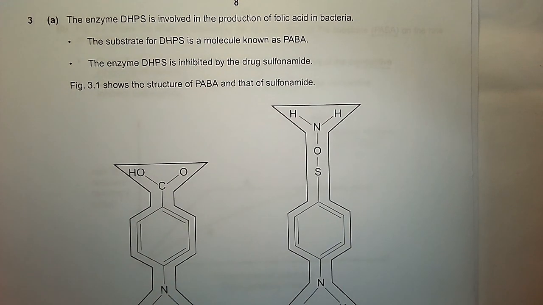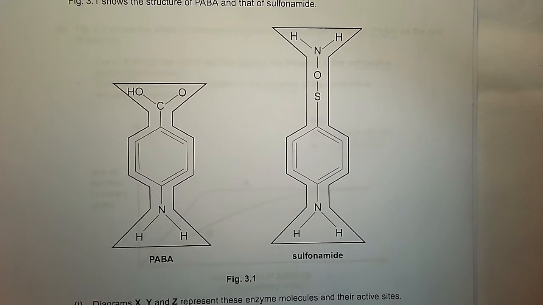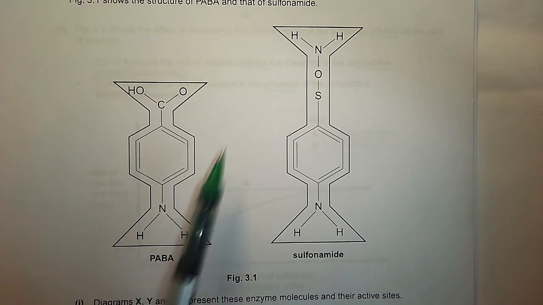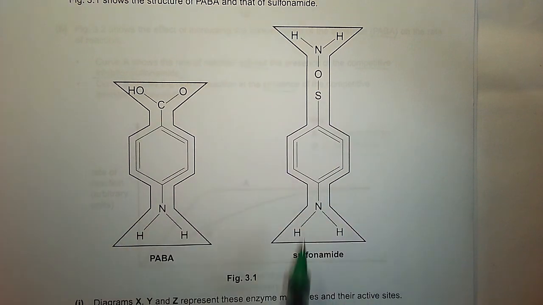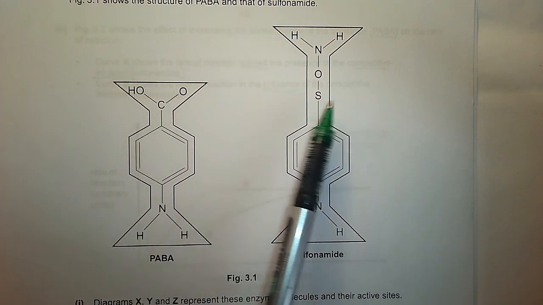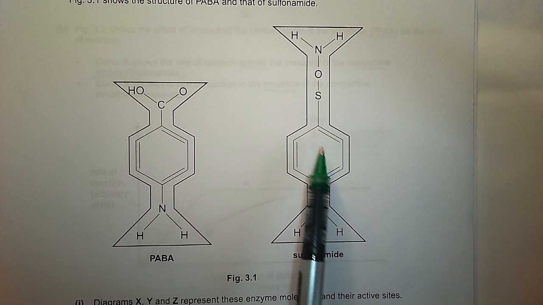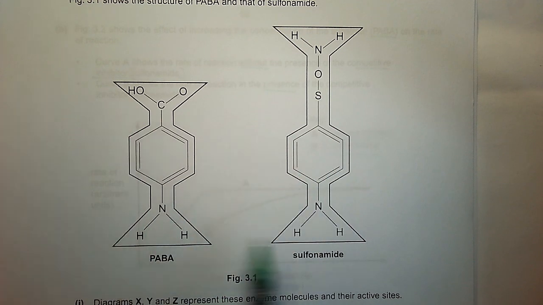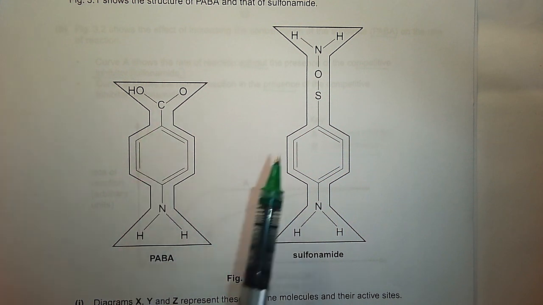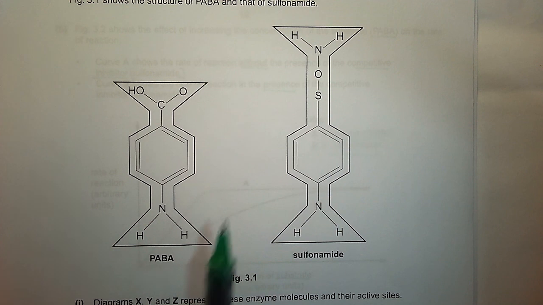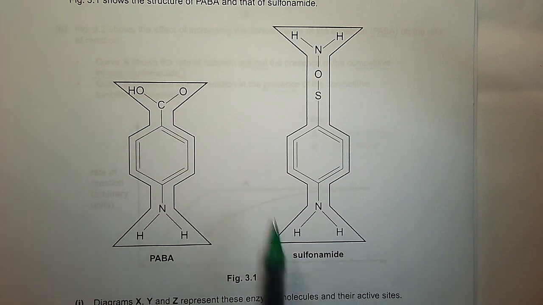This is an image of the structure of PABA, which is the substrate, and this is the inhibitor, sulfonamide, and you can clearly see that they are very similar in structure. They both have a 6-carbon ring. They both have the amine groups, and therefore they'll both be able to enter the active site. We'll say that they're both complementary to the active site because they'll both be able to fit in the active site. So that's why sulfonamide will act as a competitive inhibitor.